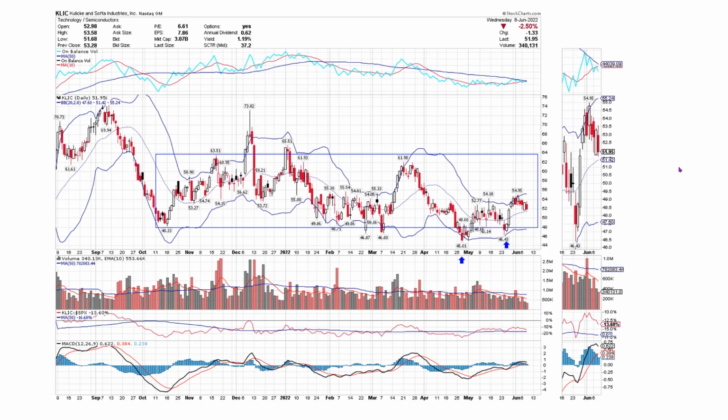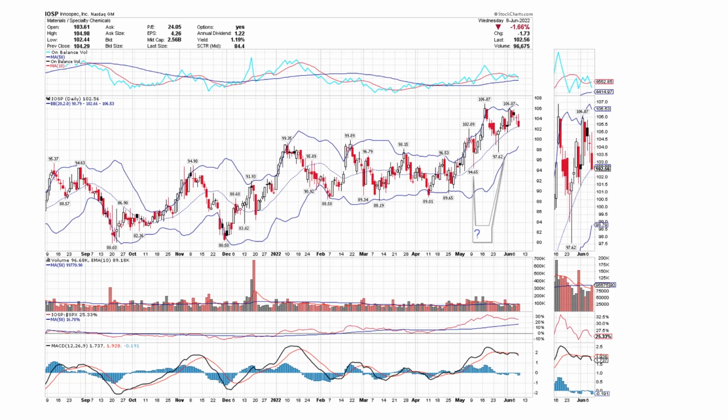Now, one of the things that I noticed when running this scan is we're getting some apparently anomalous results. An anomalous result is a result that does not track the request that was made. So here we see an interesting specialty chem, Innospec.